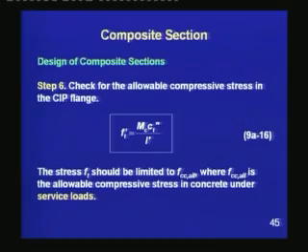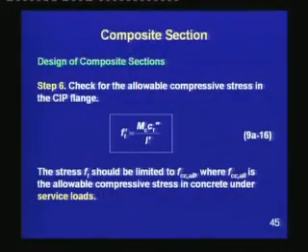That means, till now we have checked the stresses in the web, but now we are checking the stresses for the flange. Ft prime, which is the maximum compressive stress in the flange, is given as Mc, which is the moment acting in the composite section, times C2 prime divided by I prime. The stress Ft prime should be limited to Fc allowable, where Fc allowable is the allowable compressive stress in concrete under service loads for the cast in place flange.